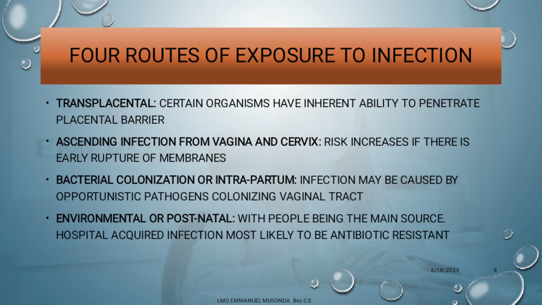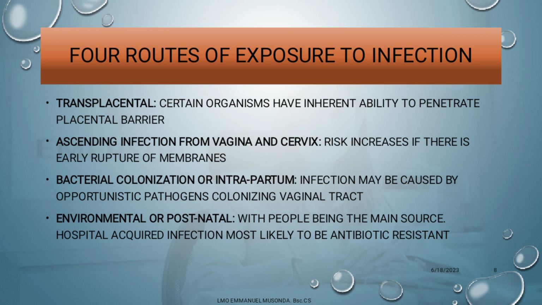Okay, then for the causes, we can have Staphylococcus aureus, Haemophilus influenzae, Klebsiella pneumoniae, viral, or Candida. Okay, then we have 4 routes of exposure to infection. So we can have transplacental, which is from the placenta.